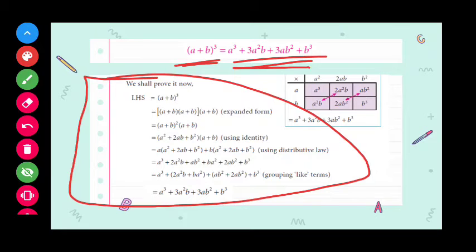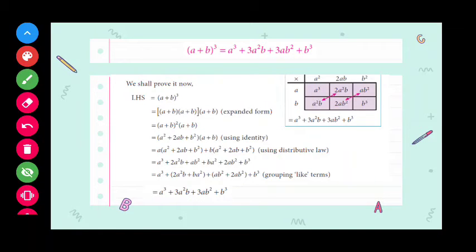There is an easier way also, like how we did here. Put a 3 cross 2 box. In this we will write a and b on this side and a square, 2ab and b square on this side. So a into a square is a cube, a into 2ab is 2a square b, a into b square is ab square, b into a square is a square b, b into 2ab is 2ab square, b into b square will give you b cube.